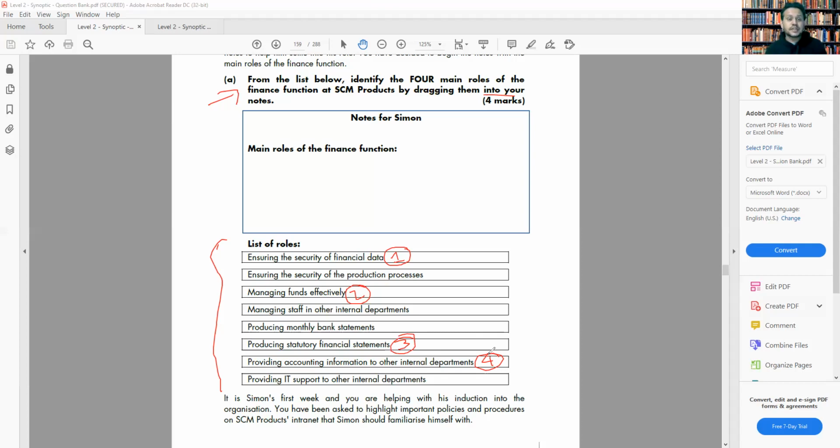So the fourth thing I'm going to tell the new employee is that you have to make sure of ensuring the data. We have to know how we manage the funds effectively, and we produce the financial statements from here, and we share the information with all the other departments if they need accounting information. So all of these things will be the main role of the financial function.